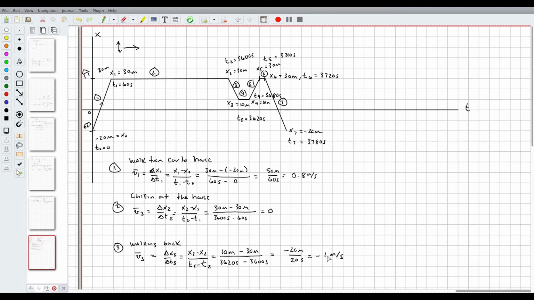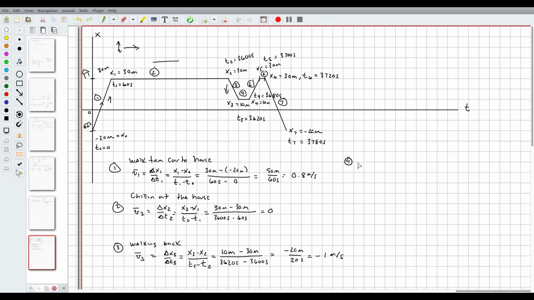Minus 1 meter per second. The minus is negative, and take a look. For this part, we're going this way now. At the beginning, we went this way, which gave us a positive velocity. And then we chill at the house, nothing. And now we're going back towards the car in the negative x direction. Okay? So, makes sense.